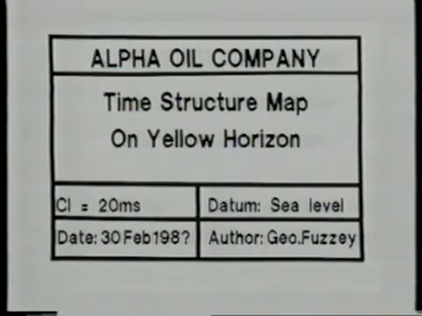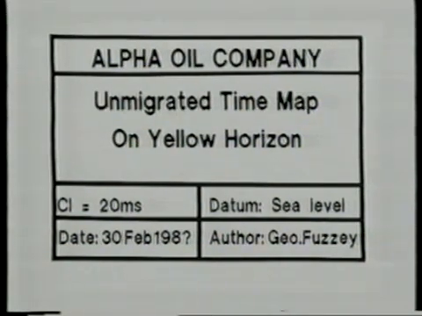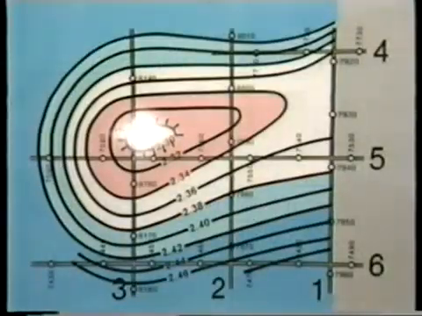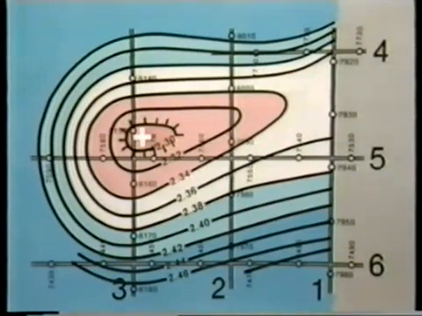Right. The second caution is that since we were working with unmigrated sections, this is an unmigrated time map. So that the apex is in the right place, but the high is not as broad as it appears from the map. The flanks are really steeper, and the closure smaller.